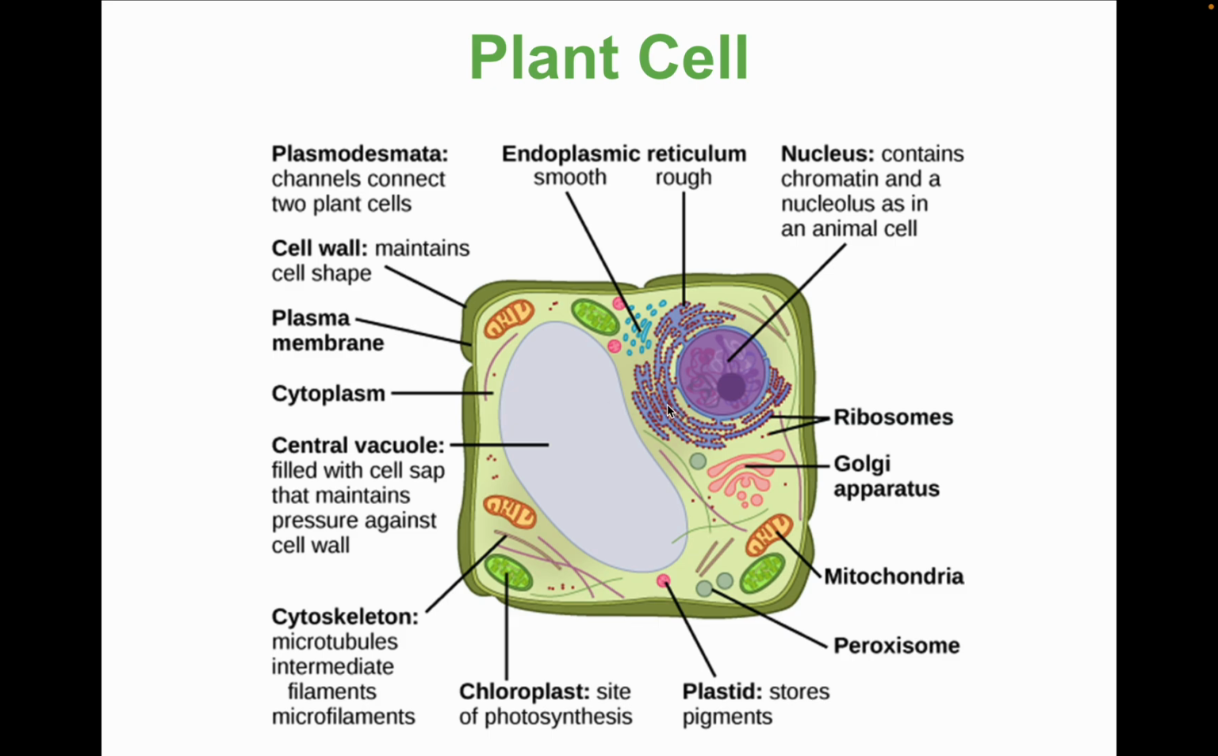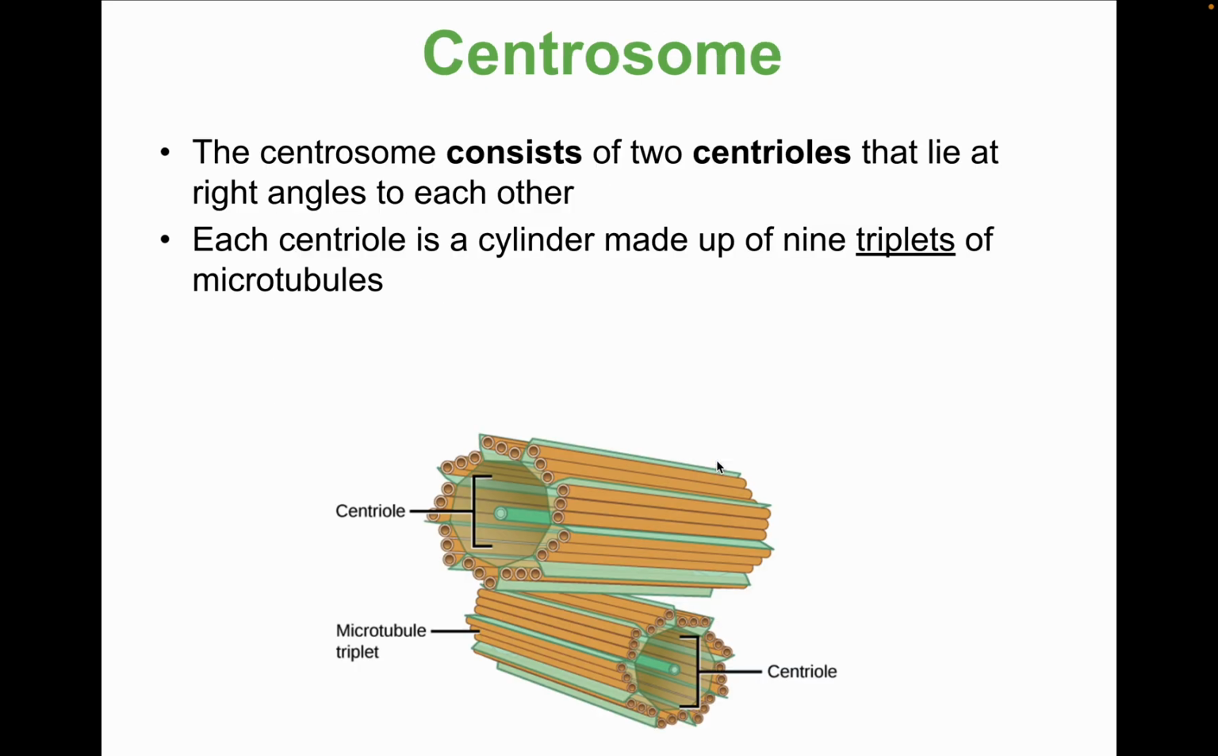Which is why when a plant doesn't have water, which means the vacuoles of the plant cells are now more empty, the plant wilts because there's nothing else to uphold the cell anymore besides the cell wall.